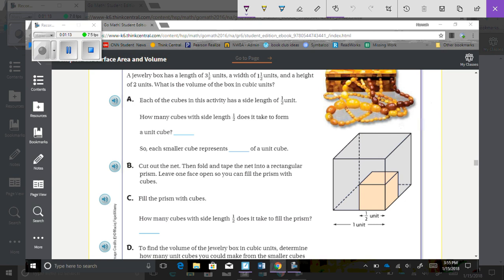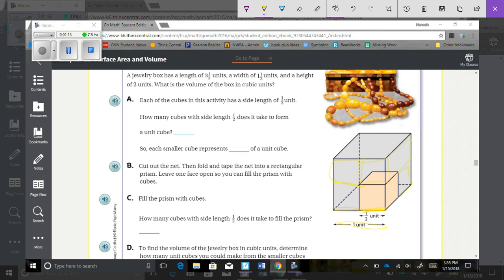So if each of the cubes in this activity has a side length of 1/2 unit, how many cubes with a side length of 1/2 does it take to form a unit cube? If you look down here at this picture, this is going to be 1 unit, but then this is 1/2 because that's one of those cubes. So how many of those would fit inside that 1 unit cube? There's going to be 1, and then we put another one there, another one here, and then we've got to fill in that back half.